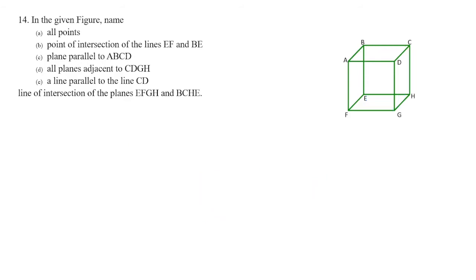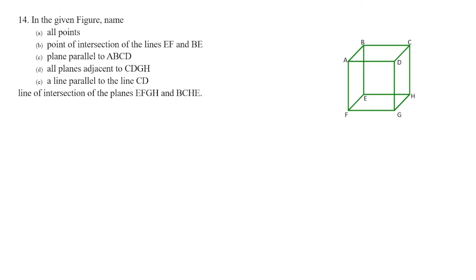Now we have to find all planes adjacent to C, D, G, H. Okay? So what are adjacent planes? Well, the answer is there in the question itself. Adjacent planes are just the planes next to each other.